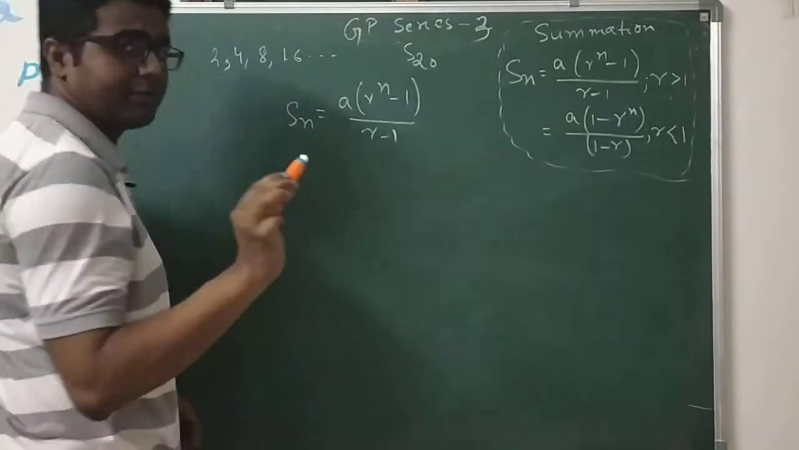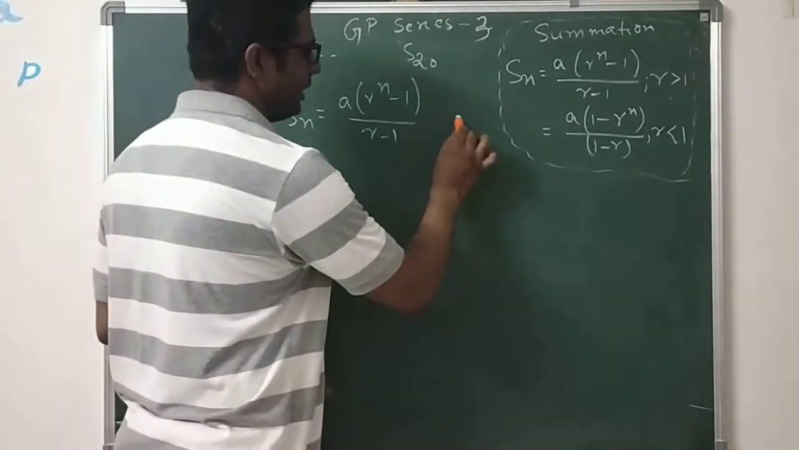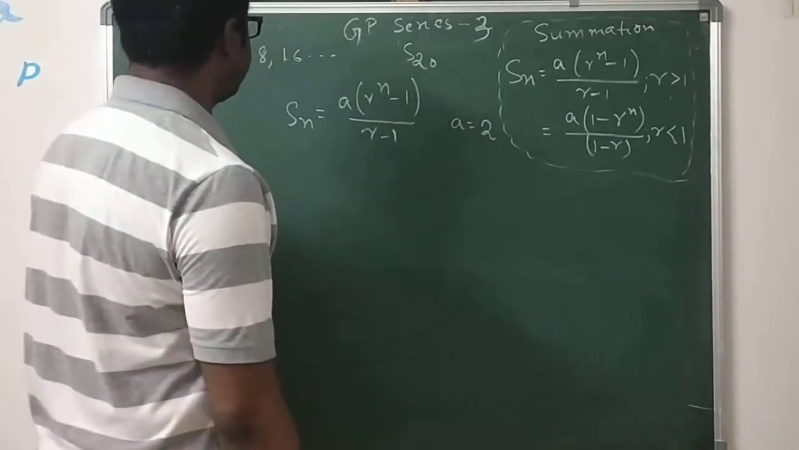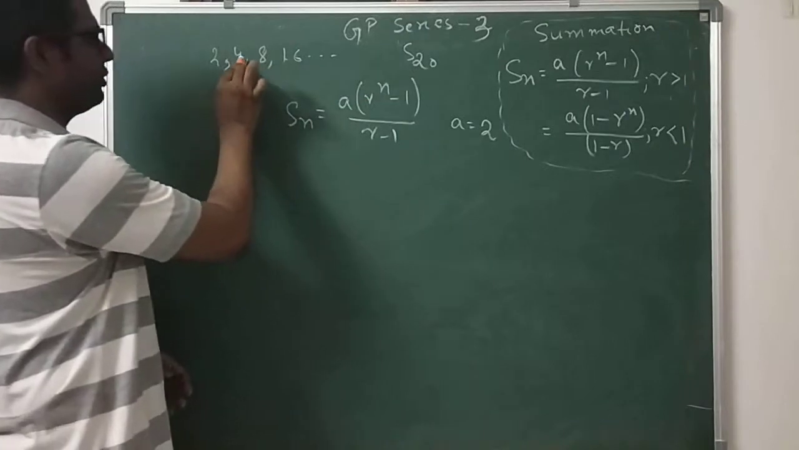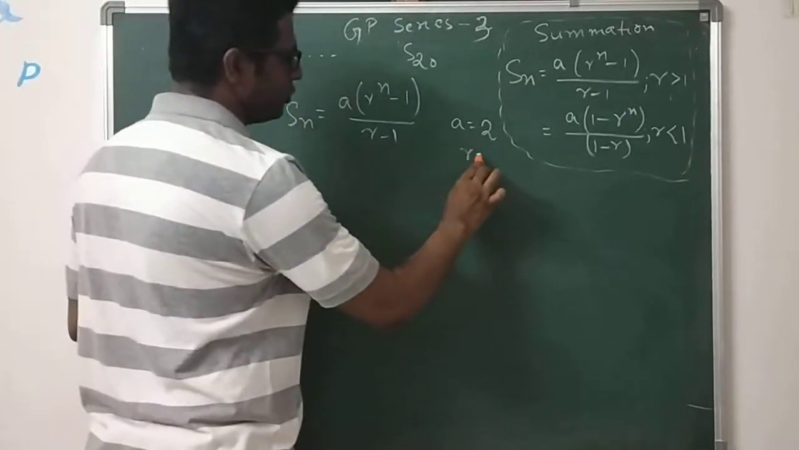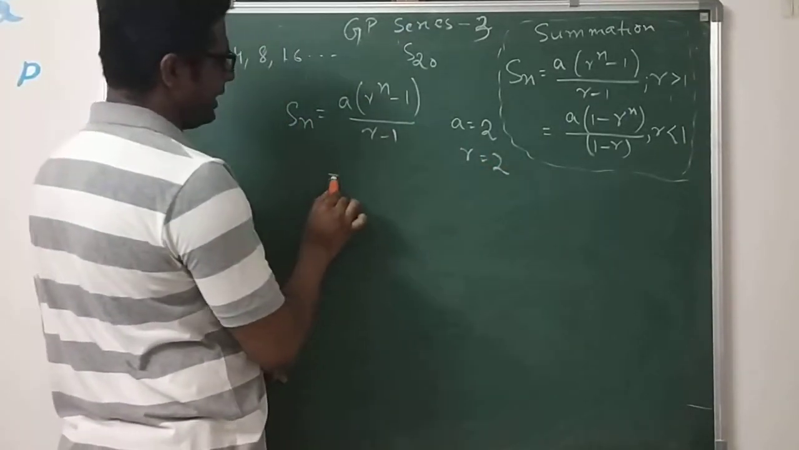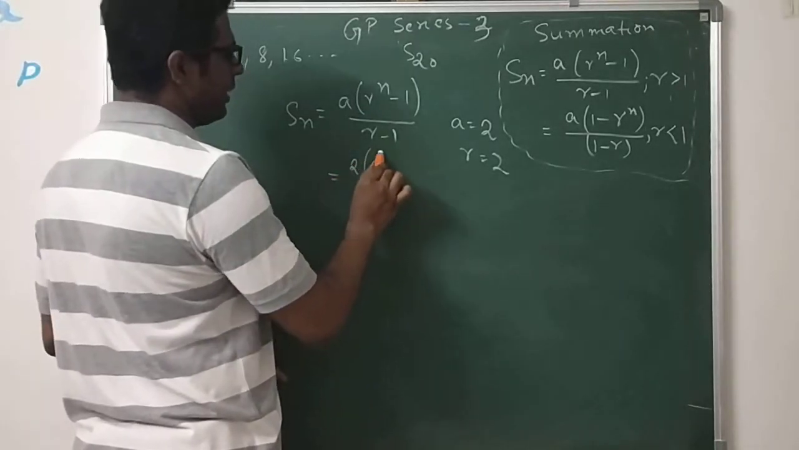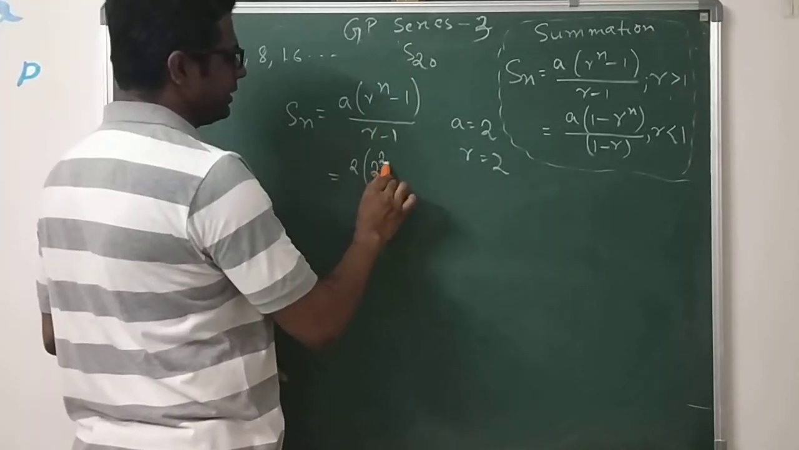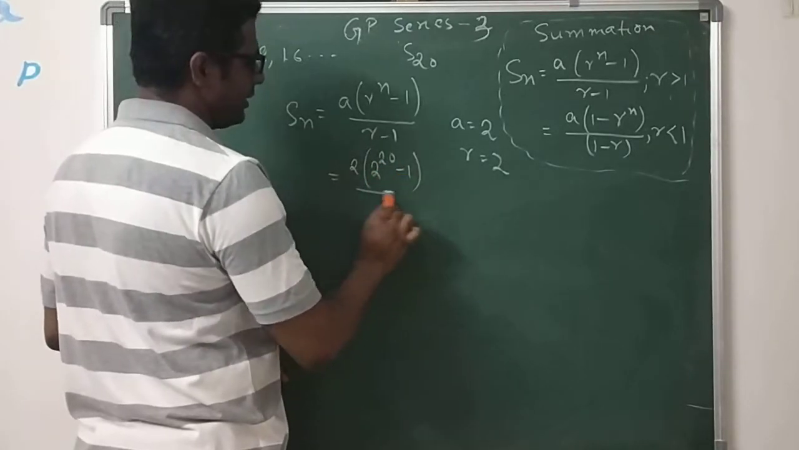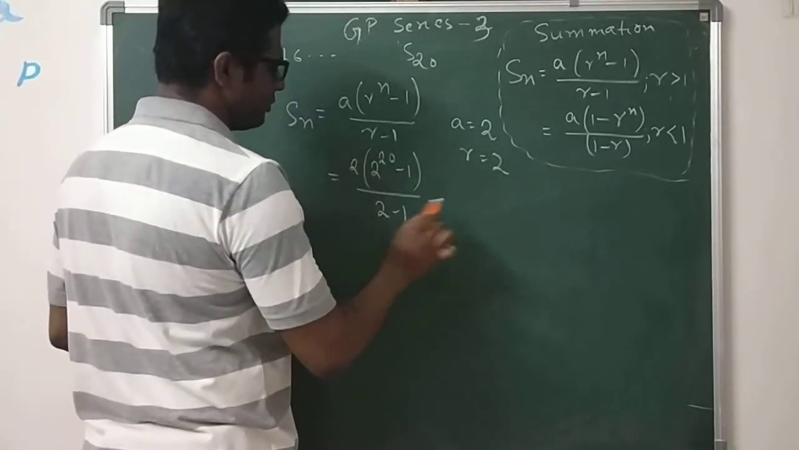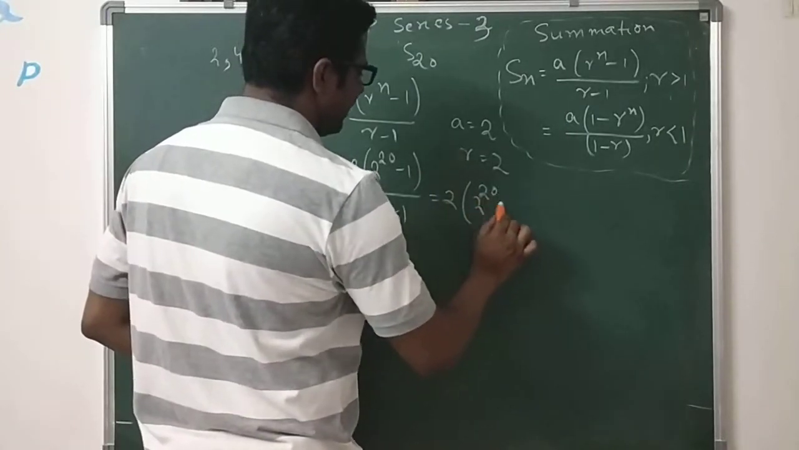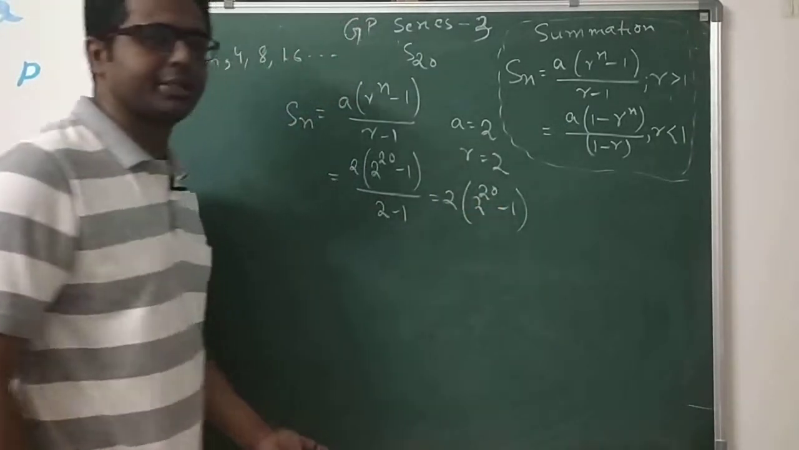What is A? First term. A is 2. What is R? That is the common ratio, 4 by 2, that is 2. I will directly get whatever is required. 2 to the power, I need 20, so 20 minus 1 by 2 minus 1. This will be 1. So the answer is 2 into (2 to the power 20 minus 1). Finished. That is your answer.